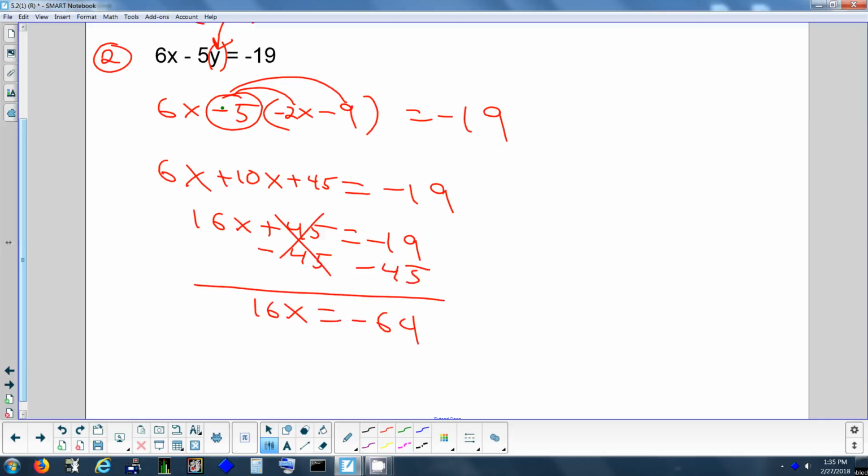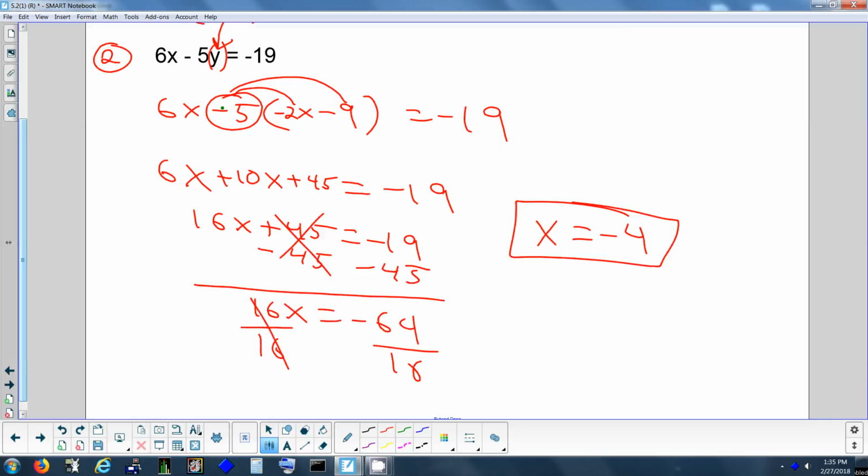Last step. Divide by 16, and I heard Savannah say the answer. What is it? X is negative 4. Okay, are we done? No, we're like 90% done. What's the last thing?